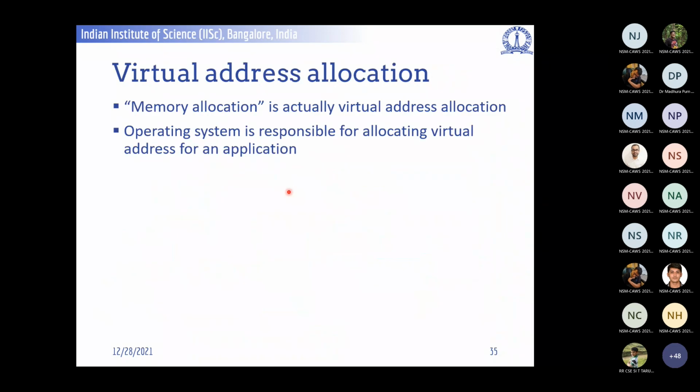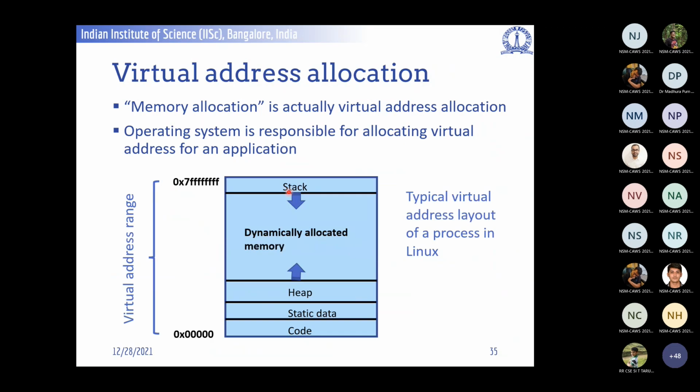Remember that when the application does memory allocation, like malloc and anything, it is nothing but allocating virtual addresses. It is not really allocating physical addresses, the real addresses. And the operating system is responsible for managing the virtual address space for each process, and also managing the physical address space.